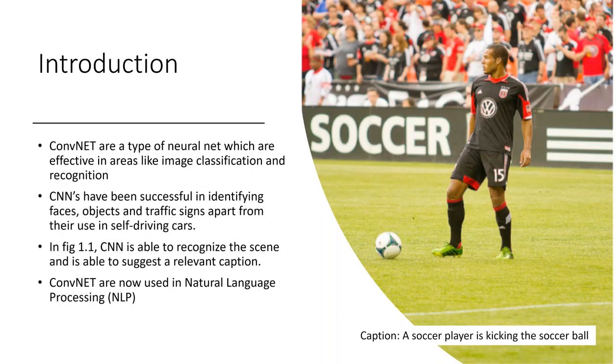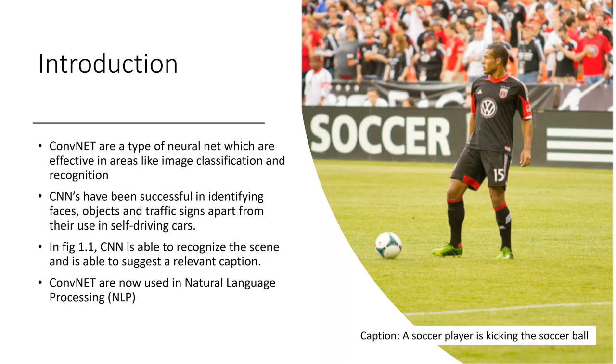ConNets are a type of neural network which are effective in areas like classification and recognition of images. CNNs have also been successful in identifying faces, objects, traffic signs, apart from their general use in self-driving cars. CNNs make an explicit assumption that inputs are images, which allows us to encode certain properties into their architecture. These then make the forward function more efficient to implement and vastly reduce the amount of parameters in the network.